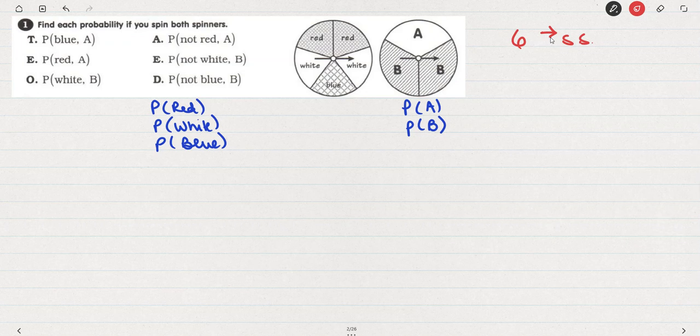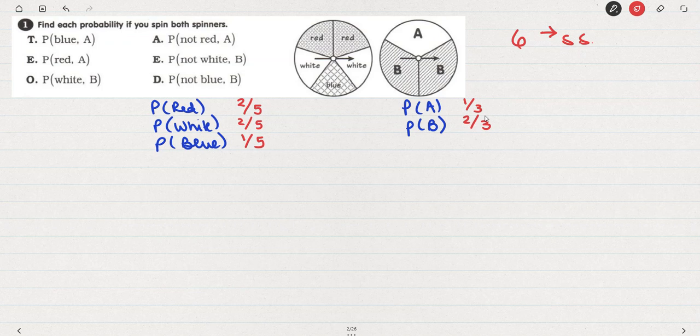Let's start by looking at each spinner and thinking through the probability of each outcome. The probability with this first spinner landing on red is 2 out of 5, because there are 2 reds and there's 5 different segments where the spinner could land. For white, it's also 2 out of 5, but notice for blue, the probability of landing on blue is only 1 out of 5. When we look at the second spinner, the probability of landing on A is 1 in 3, and the probability of landing on B is 2 in 3.